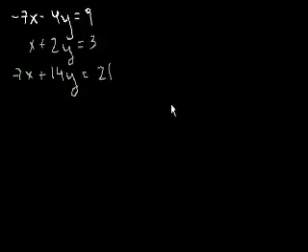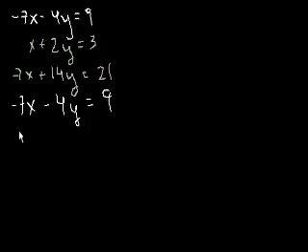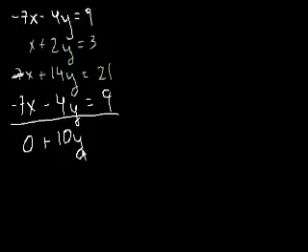Let's write that first equation down again: minus 7x minus 4y is equal to 9. And now we just add. This is a positive 7x, it just almost looks like a negative, though. So that's 0. 14y minus 4y is 10y, equals 30. So y is equal to 3.